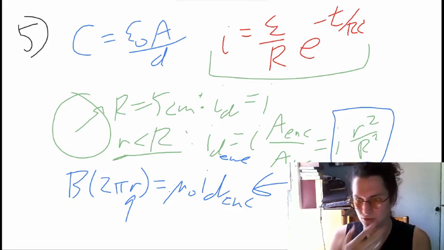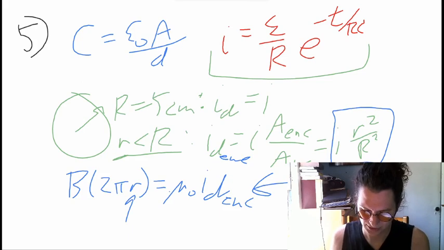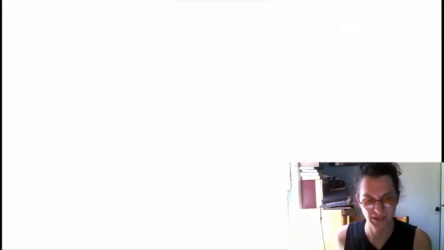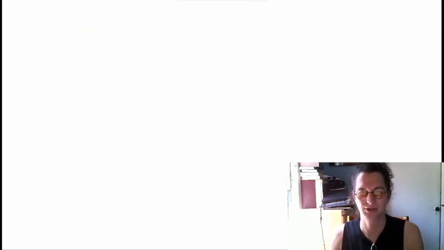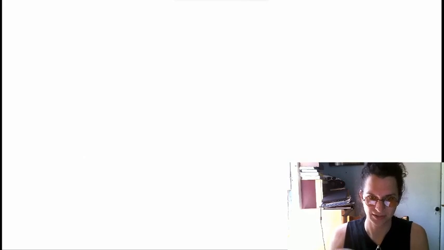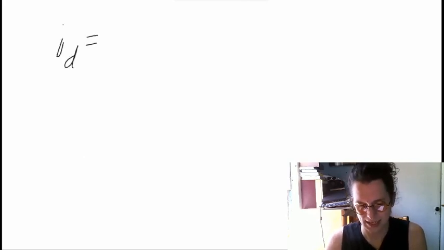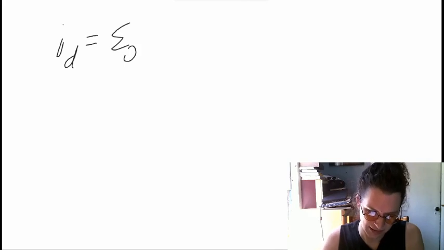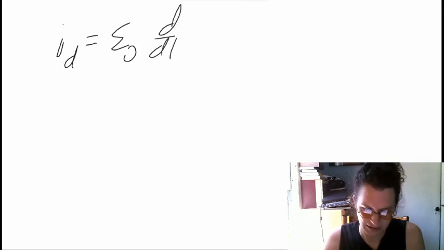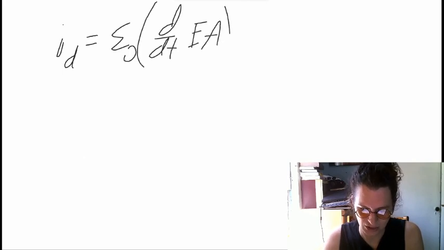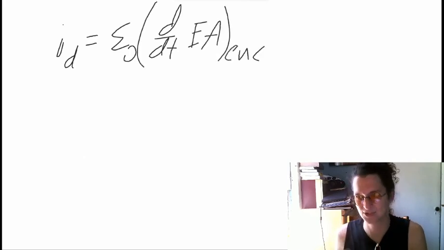I think we have one more, or we might have two more here that deal with displacement current. And the next one, we're given a graph, and the graph has a changing electric field. And we are asked to find the displacement current in terms of the electric field. Okay, so I have a definition for my displacement current. It is epsilon naught times the rate of change of EA, where either one of those things changes, that is only enclosed.